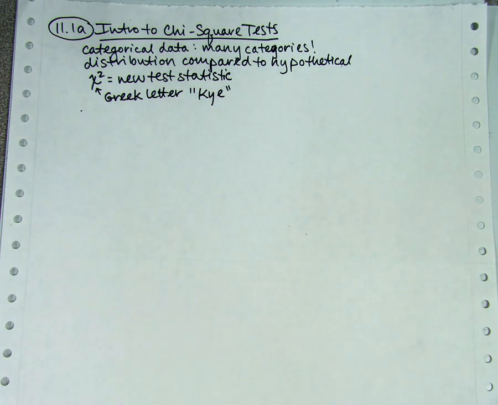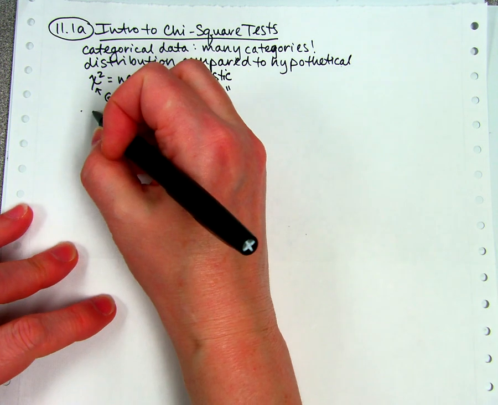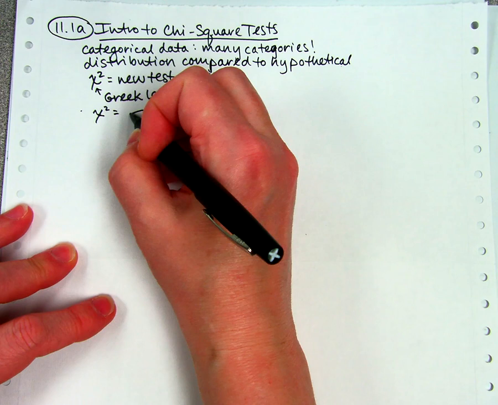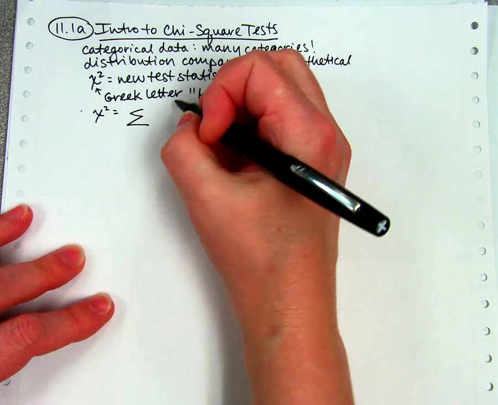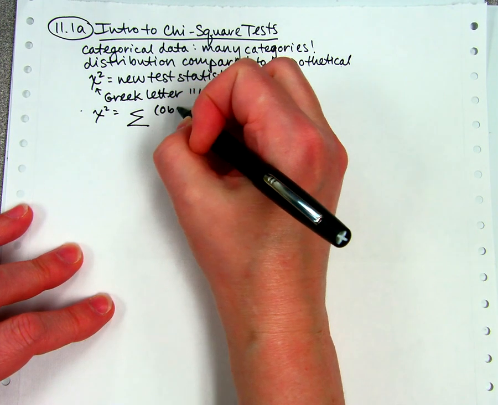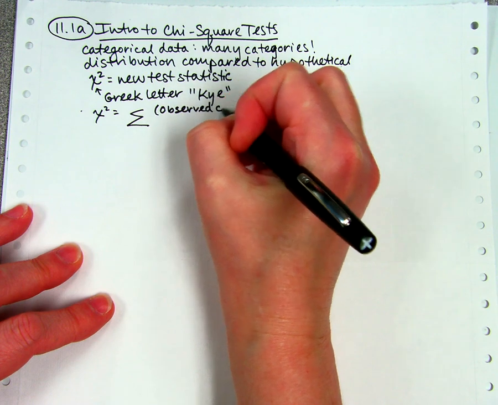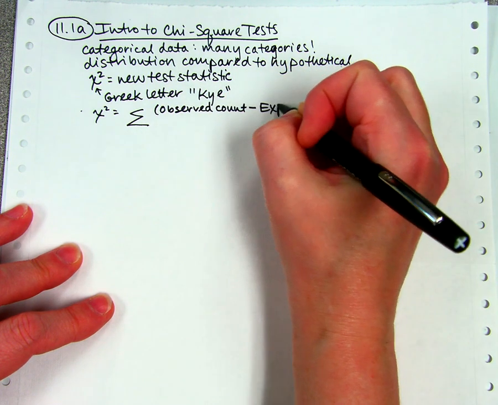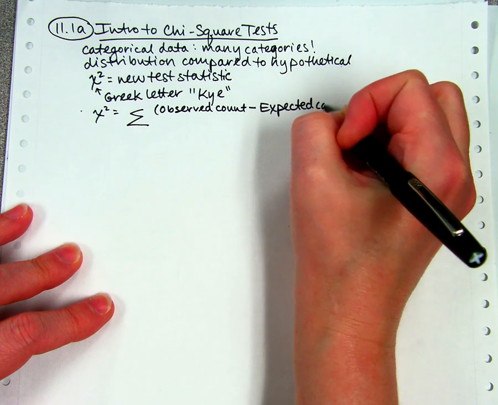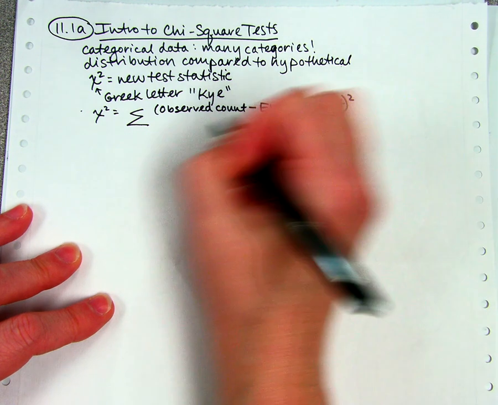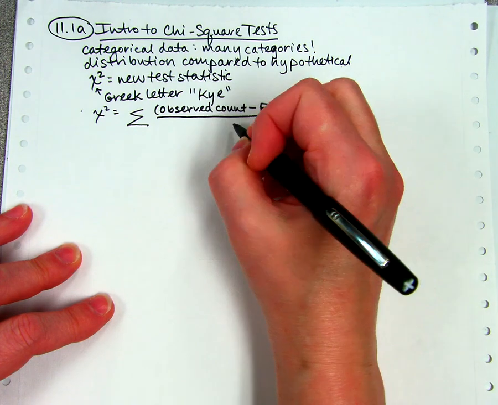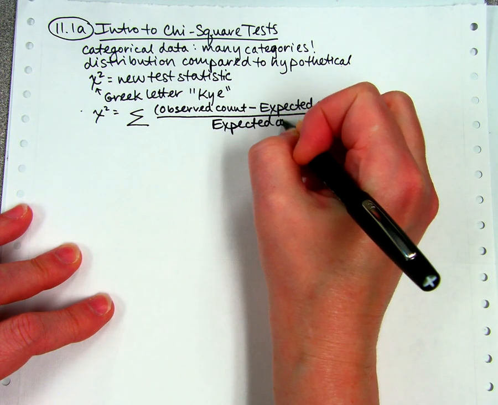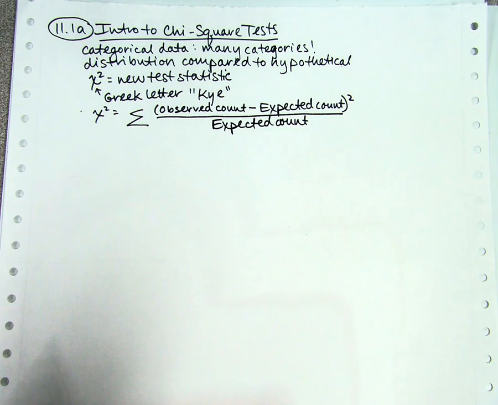So chi-squared, the official formula, which also was introduced to you in the warm-up, is you add up a bunch of stuff, so that's the sum symbol, and the things you add up are the observed count for each category minus the expected count, and you square that and you divide by the expected count. And you did that in a table in the warm-up on Desmos.